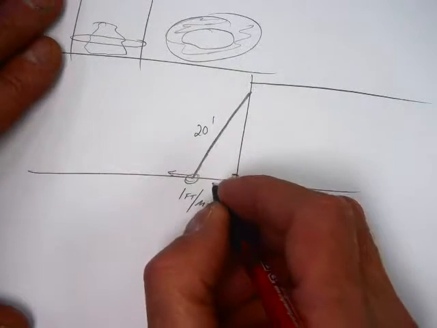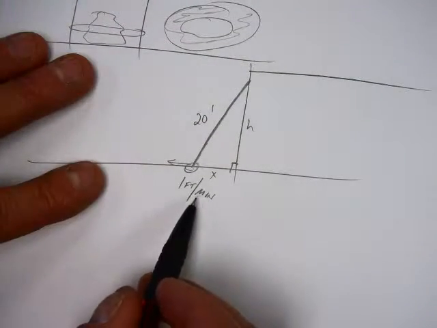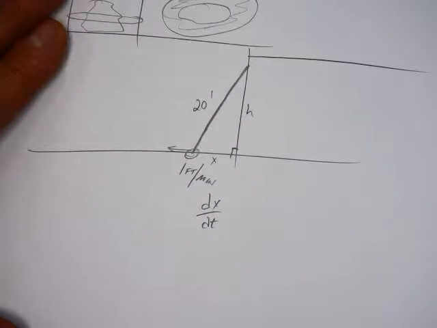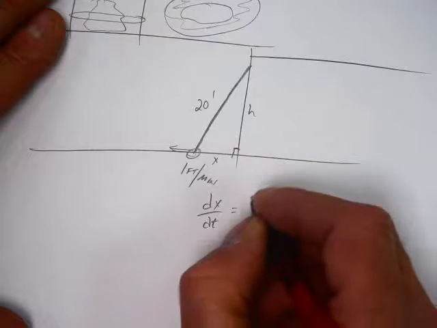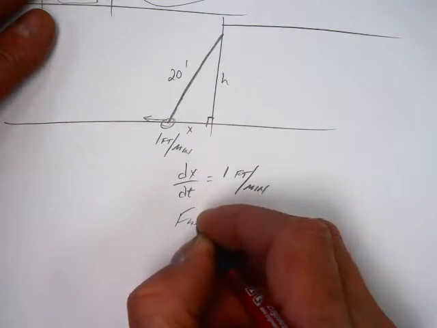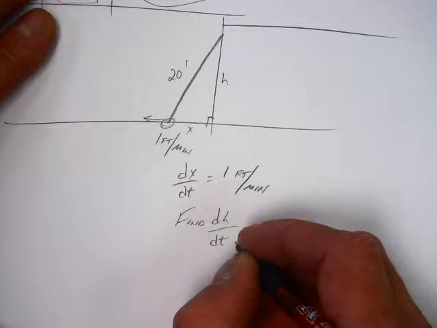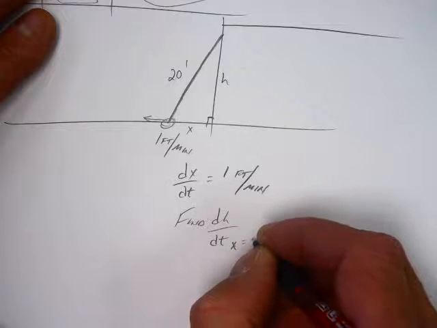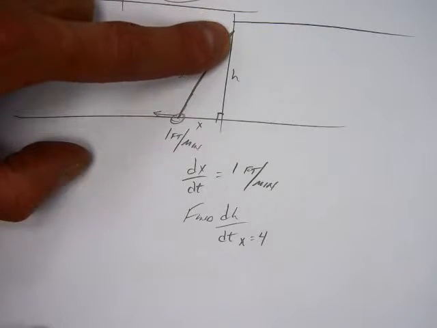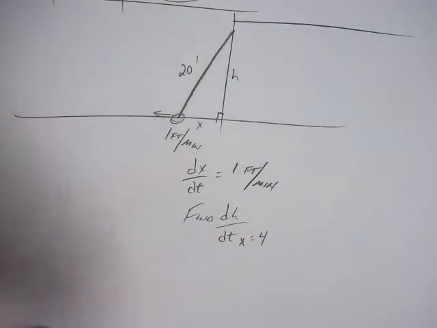Let's call this my X and my H. This 1 foot per minute, that would be dx dt. Because how much is my X changing? Is my X growing or getting smaller? Growing. So it'd be positive 1 foot per minute. And what we are going to do is find dH dt when x is 4. So find out how quickly this top is moving down, because if this is sliding out, then the ladder is going to be shifting down. If you're standing on the ladder, how fast are you moving?